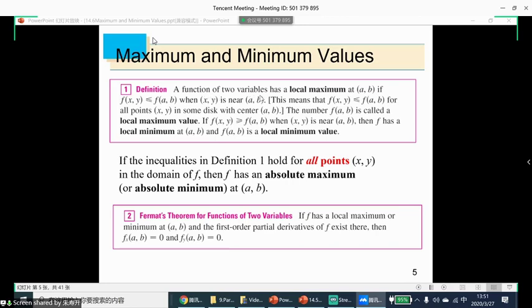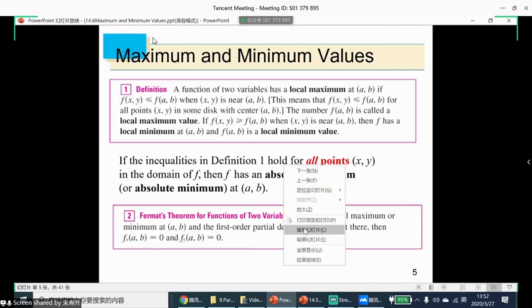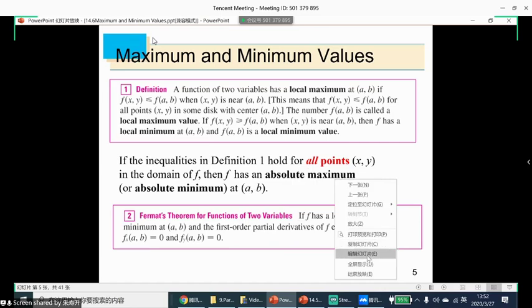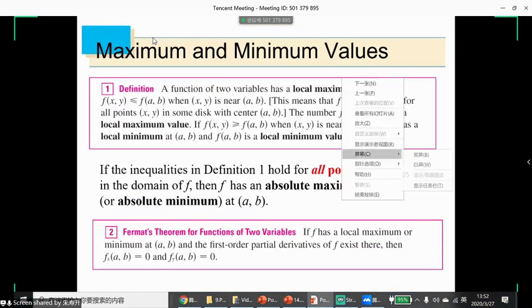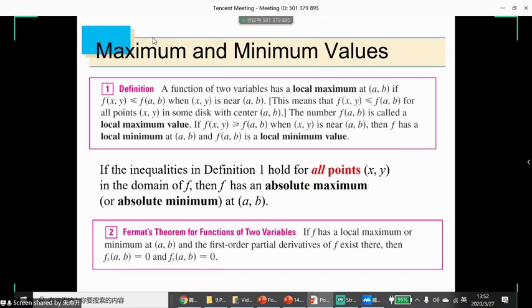Definition 1: a function of 2 variables has a local maximum at (a, b) if f(x, y) is smaller than or equal to f(a, b) when (x, y) is near (a, b). So f(a, b) is called the local maximum value. If f(x, y) is bigger than or equal to f(a, b), then f(a, b) is the local minimum value. So here is the local minimum, and there is a local maximum.